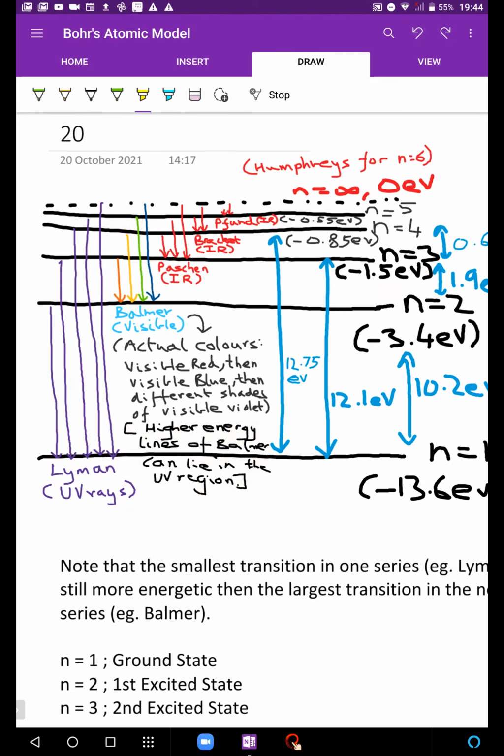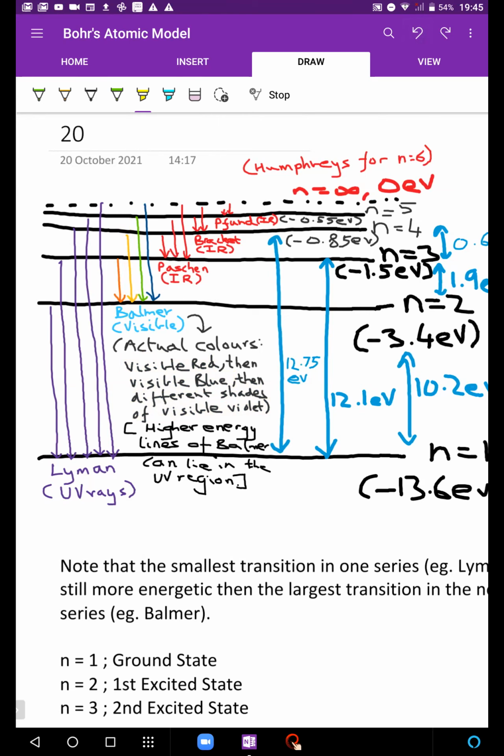But the basic actual colors are, the first line is visible red, so not orange. First line is visible red. The next line is visible blue. This 4 to 2 is visible blue, and then the next 2 lines are visible violet, different shades of visible violet. So at least the first 4 are visible.